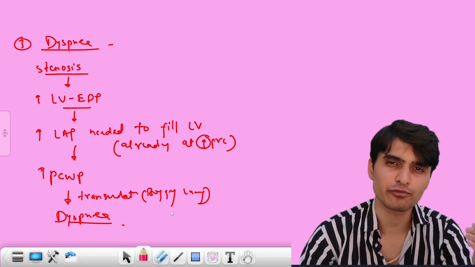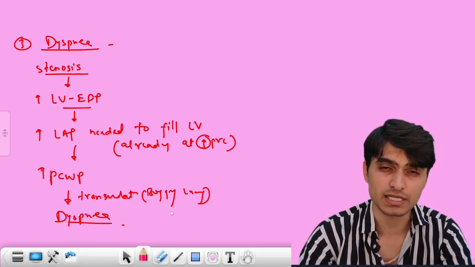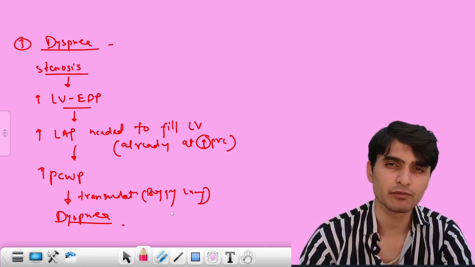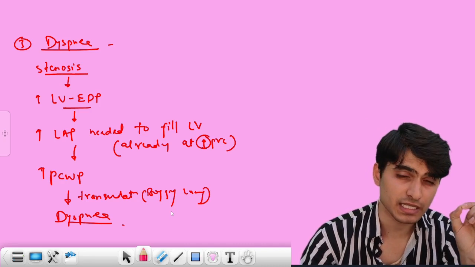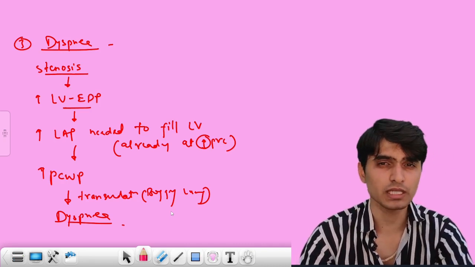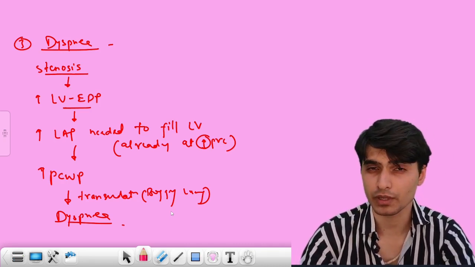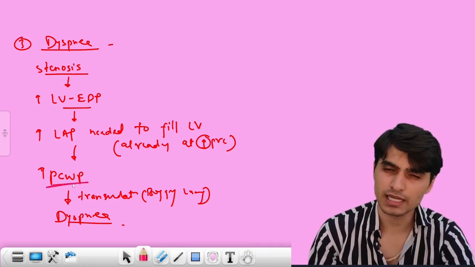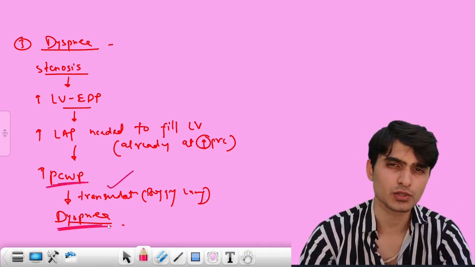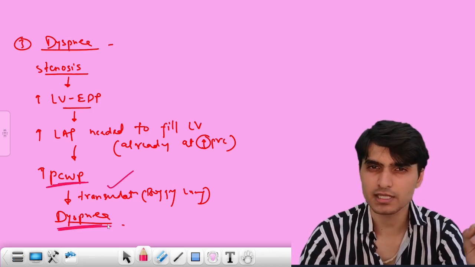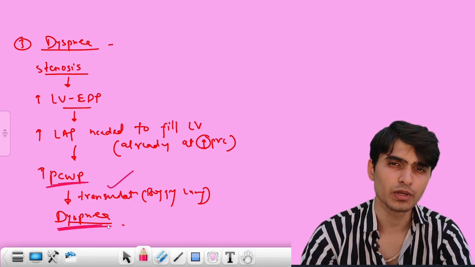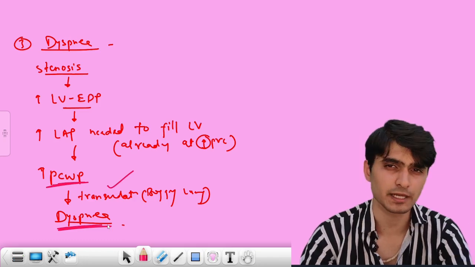And once the pressure of the LA is increased, LAP is increased, there is an increase in pressure of the pulmonary veins, and this increased pressure is transmitted to the pulmonary capillary bed, right? So PCWP is also increased, and that is resulting in the transportation of fluid from the pulmonary capillaries to the lung parenchyma, and that is resulting in boggy lungs, and that is resulting in dyspnea.